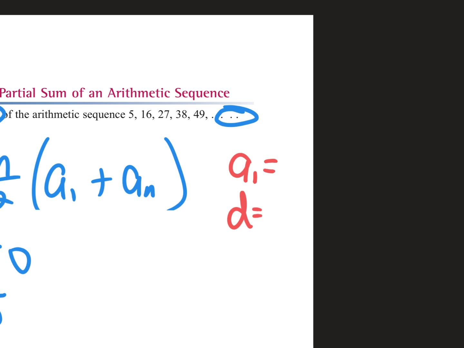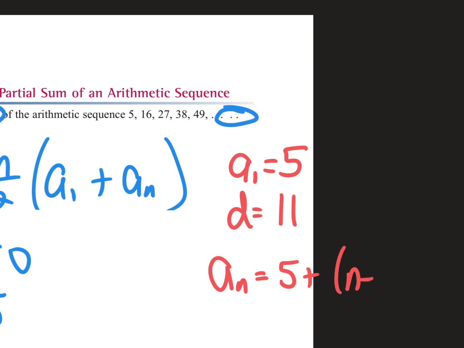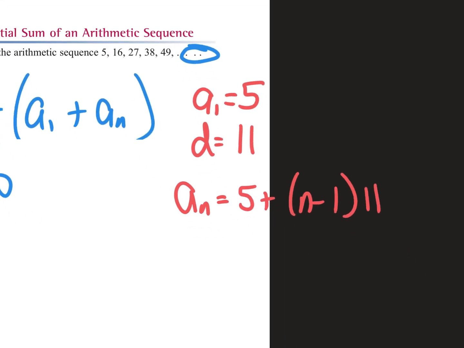Okay, well, what is the first term? 5. How did you get from 5 to 16? Add 11. How'd you get from 16 to 27? How'd you get from 27 to 38? Okay, so your common difference is 11. Agreed? So let's plug it into that formula. a sub n equals 5 plus n minus 1 times 11. What do I do with the 11? So 5 plus 11n minus 11. What's your rule?